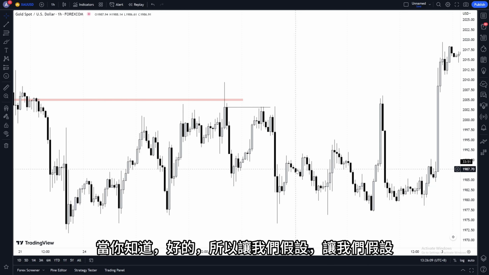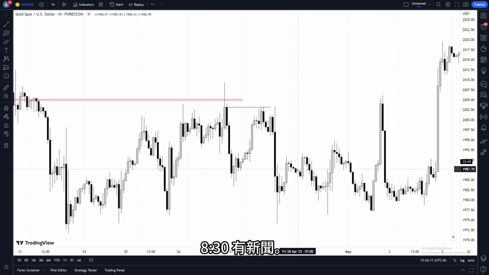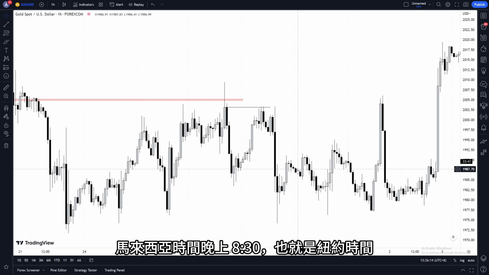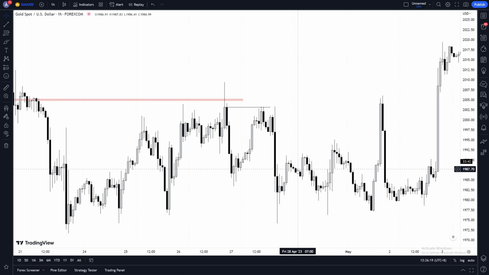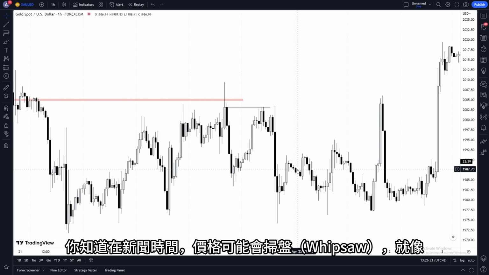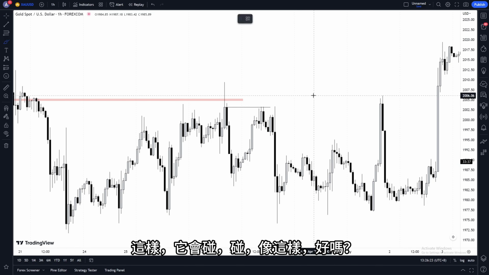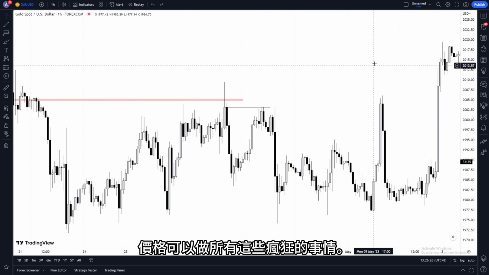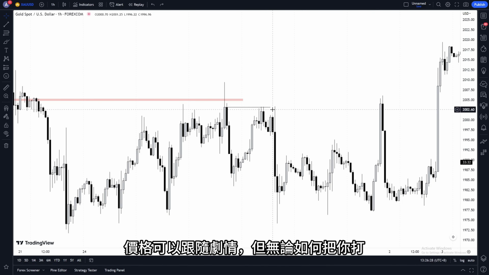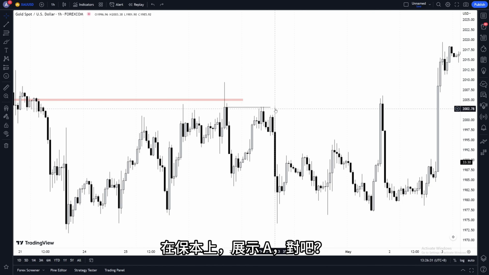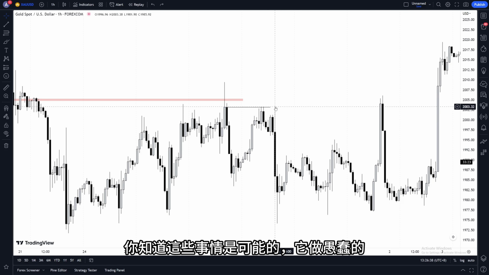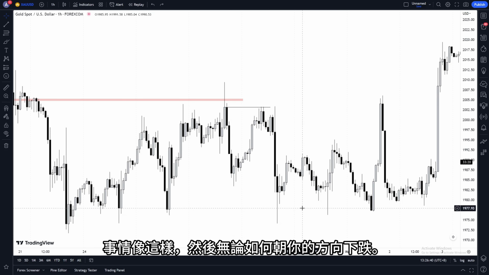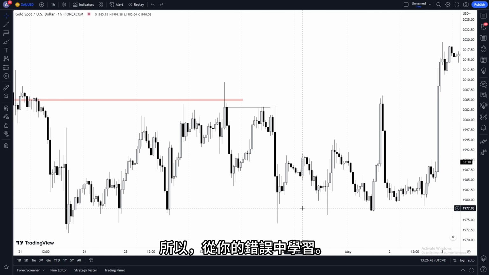Let's assume that there's news at 8:30 p.m. Malaysian time, which is like 8:30 a.m. New York time, correct? There's high impact, red folder news. During news time, price can whipsaw, which is like this, it goes boom, boom, okay? Price can do all of this crazy stuff. Price can follow the storyline, but then hit you out at break even, you see, exhibit A, right? You can see all of this stuff that happens. This stuff is possible, where it does stupid stuff like this and hits down in your direction regardless. So learn from your mistakes.